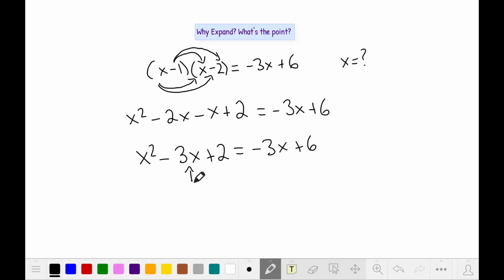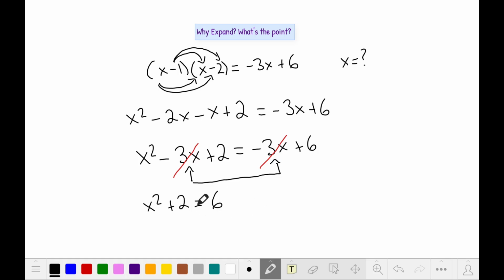One of the things that jumps out to me is the fact there's a minus 3x on the left-hand side and a minus 3x on the right-hand side. So that means that the moment we try to get rid of a minus 3x on the left, we automatically get rid of it on the right-hand side. You can try it on your own, add 3x to both sides and see what happens. Or you can trust me for now, and we'll see that this actually cancels out. So the 3x cancels out the minus 3x, and now we've got x squared plus 2 is equal to 6.